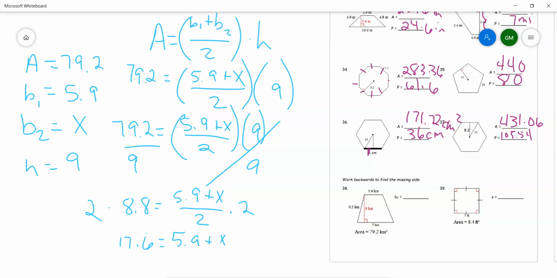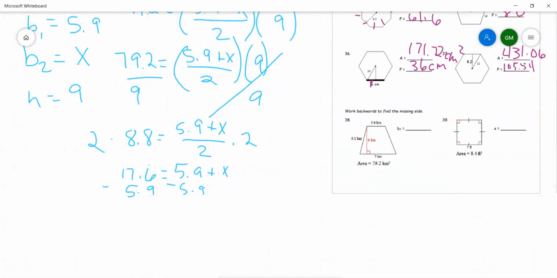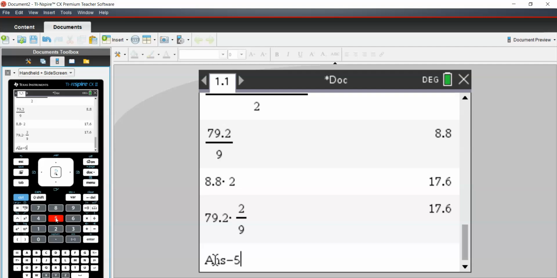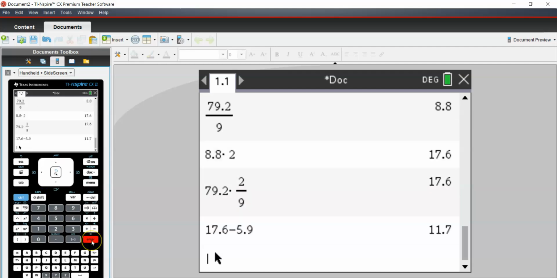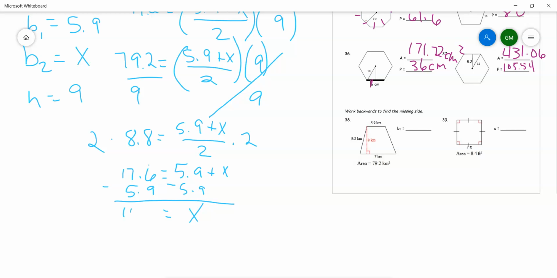And then we're just going to subtract 5.9 from both sides. And that tells me that x is equal to 11.7. And the units are going to be kilometers. Don't forget your units, ever.